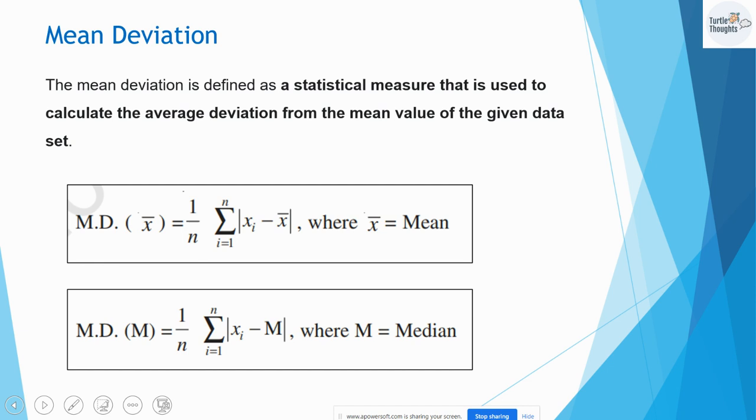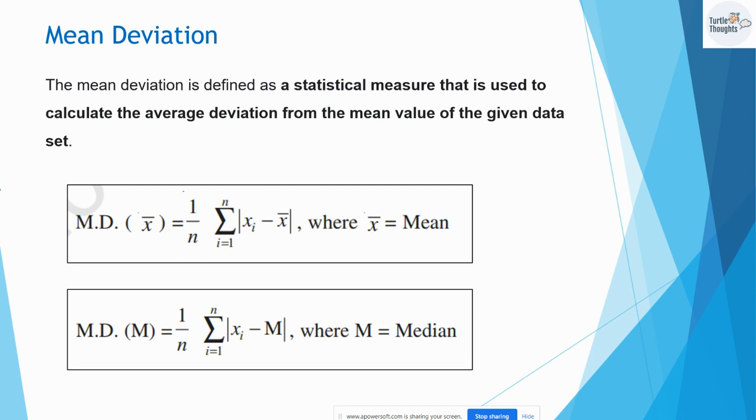Mean deviation. Mean deviation is defined as the statistical measure that is used to calculate the average deviation from the mean value of the given data. So here what we are doing is finding out how much the value is deviated from either the mean or the median. So we have two types of mean deviation: one about the mean and one about the median.